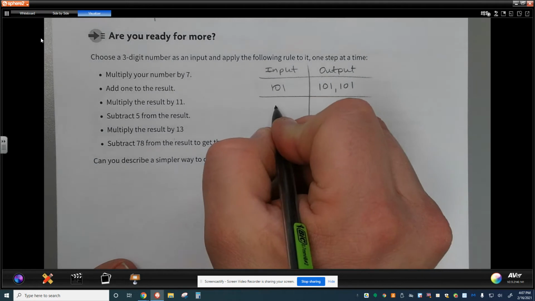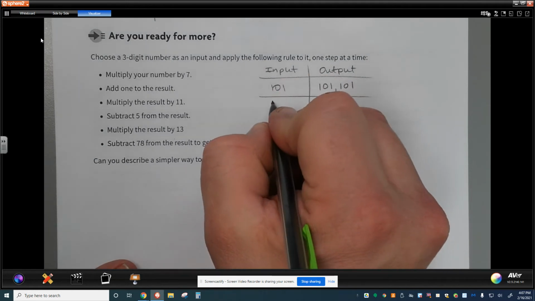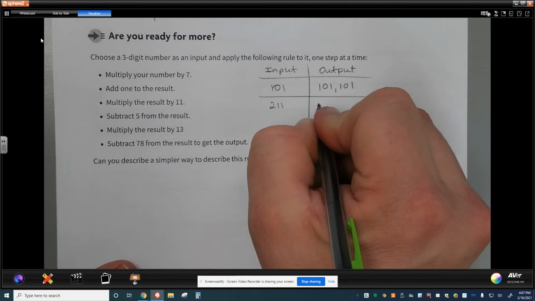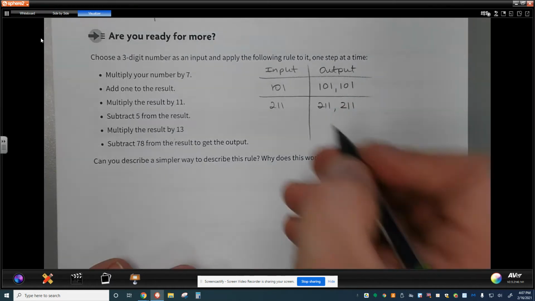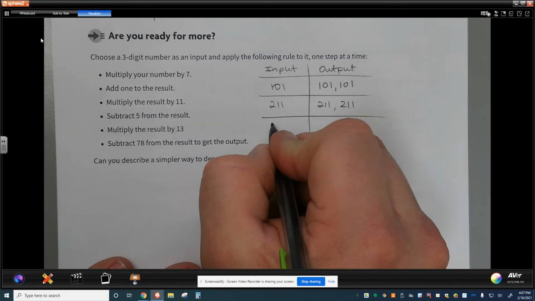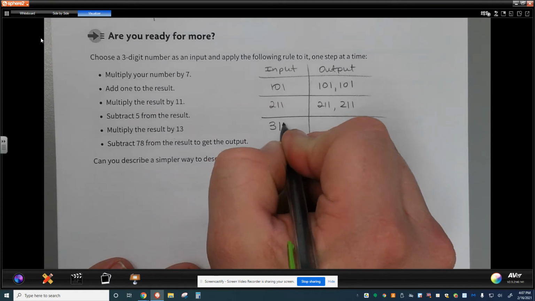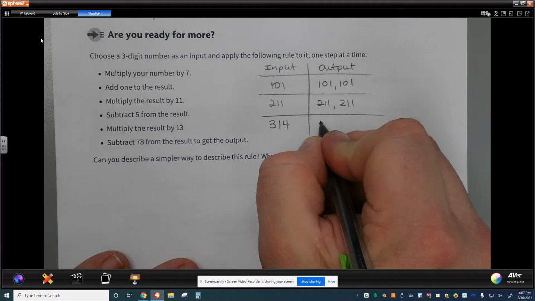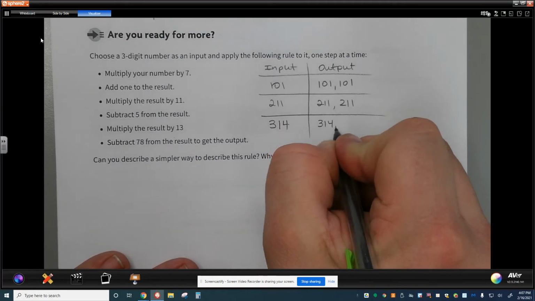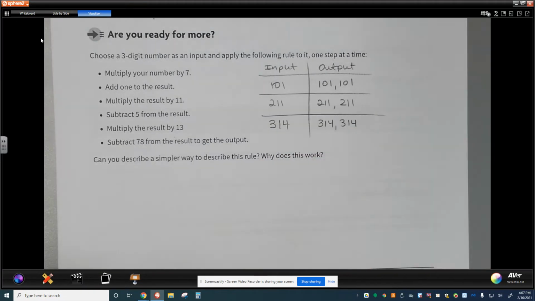Here's another piece. If I have the input 211, my output will be 211,211. Since we were talking about pi, let's say 314, because I have to use a 3-digit number, my output would be, you guessed it, 314,314. Now, can you describe a simpler way to describe this rule?